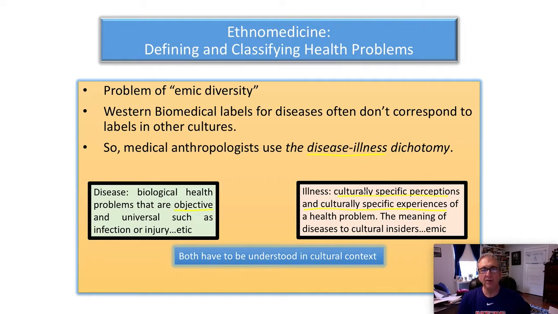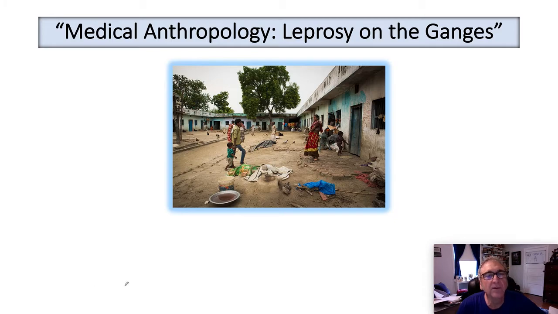Now I'm going to give you an example of this disease-illness dichotomy, and for that we turn to the guy that I named on the very first slide, Ron Barrett. Ron Barrett wrote an article called Leprosy on the Ganges. The Ganges River is in India.